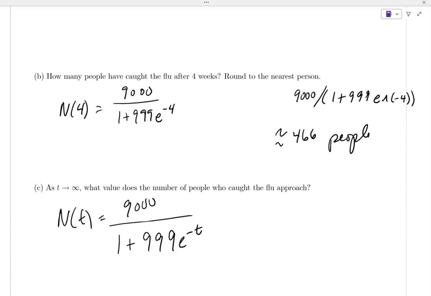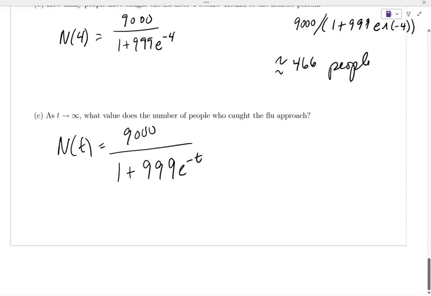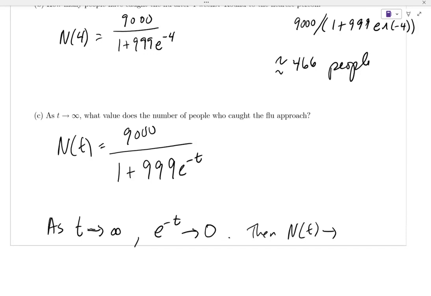Okay. So as t gets really, really big, e to the negative t gets really, really small. So it goes to 0, right? That would be the end behavior for that particular function. The bigger the exponent gets, this expression gets really, really small. Okay? So if e to the negative t gets really, really small, then what can I say about the function? What's it going to go to?